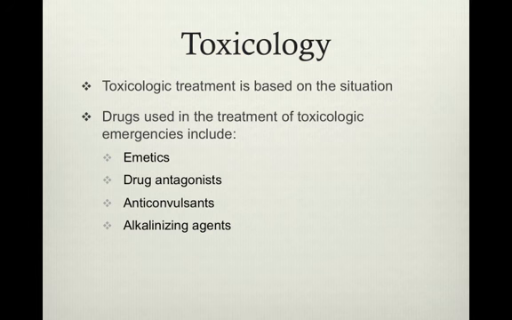So toxicological treatment is based on the situation and it depends on the toxic agent. Drugs used in the treatment of toxicological emergencies include emetics, which means they'll make you vomit. Drug antagonists, which generally block things. So drug antagonists will block the actual agent of the drug. Anticonvulsants, most of these, or all of these, will stop a seizure, and that decreases your CNS activity. And then alkalizing agents, things like sodium bicarbonate.